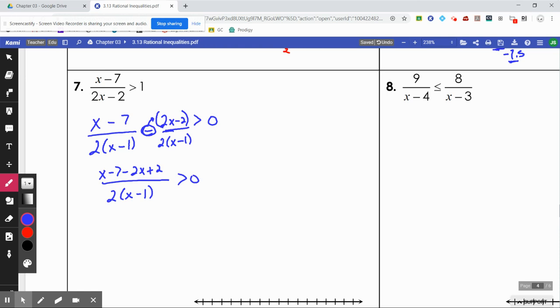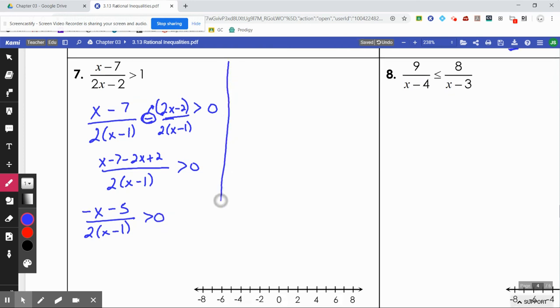So now that cleans up. X minus 2x is a negative 1x. Negative 7 and 2 is a negative 5. And on bottom you have 2 parentheses x minus 1. And now you have what we had on the other problems. It's greater than 0. So next step, let's find all of our x-intercepts.